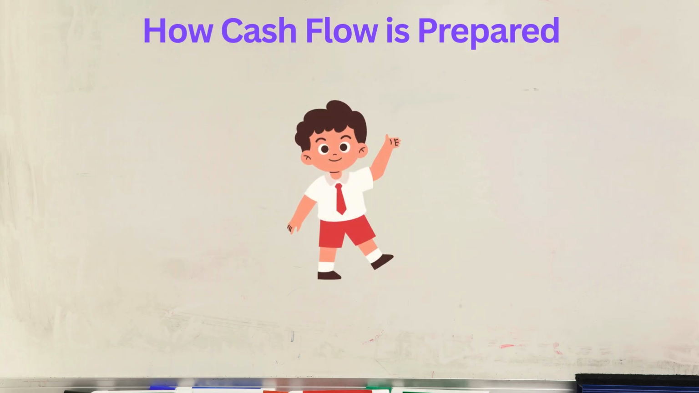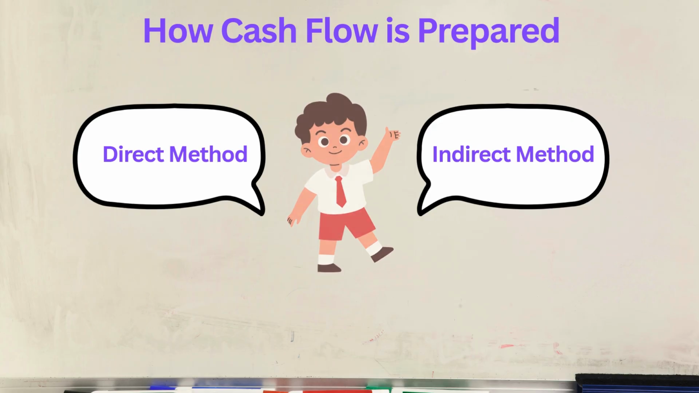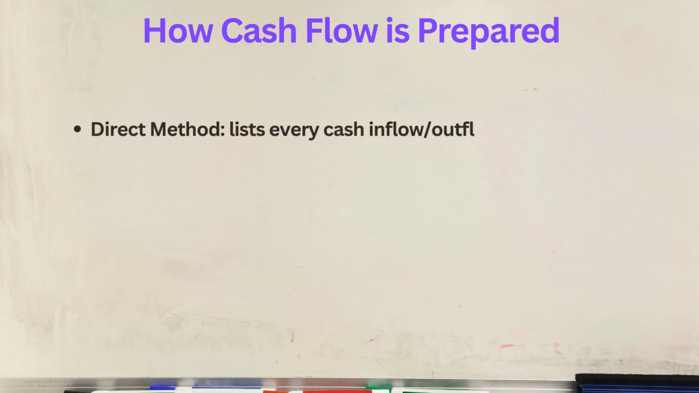Now let's talk about how a cash flow statement is built. There are two main methods: the direct method and the indirect method. The direct method is just what it sounds like. You literally list out every cash inflow and every cash outflow during the period. Money in from customers, money out for rent, money in from a loan, money out for payroll. It's very straightforward and gives you a crystal clear view of what's happening.